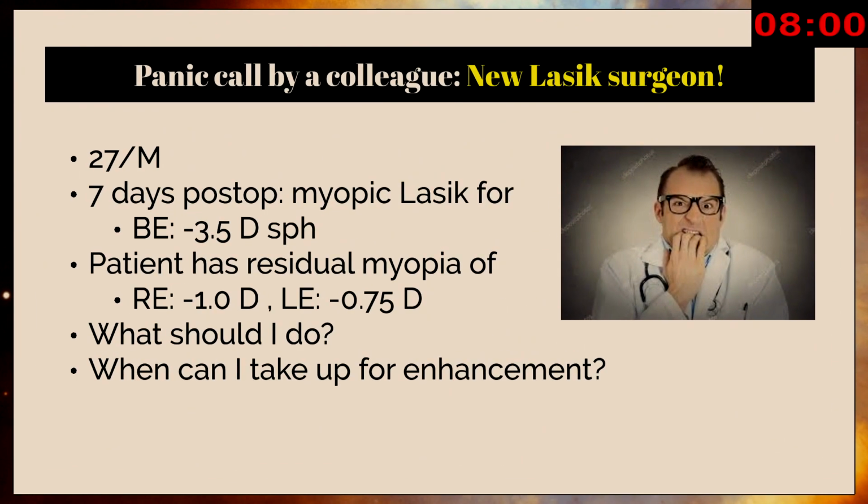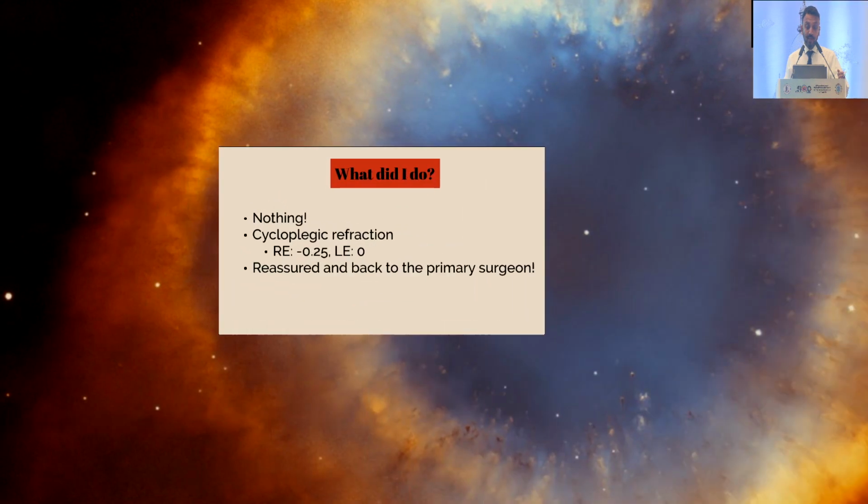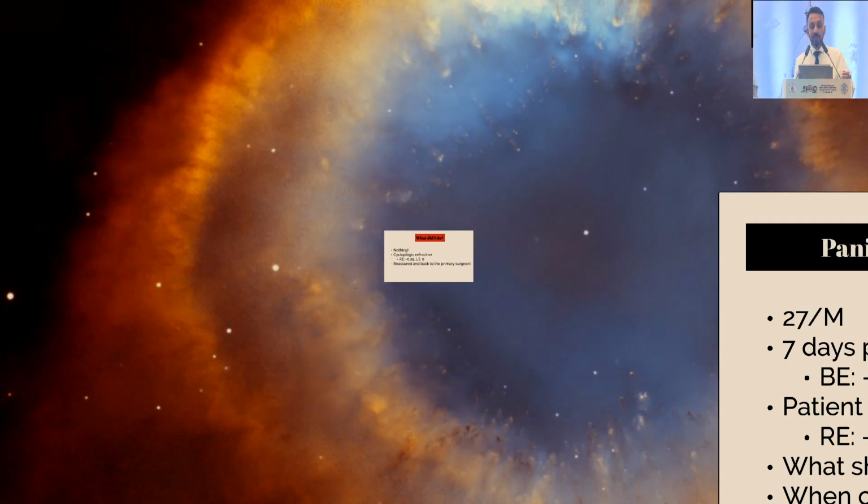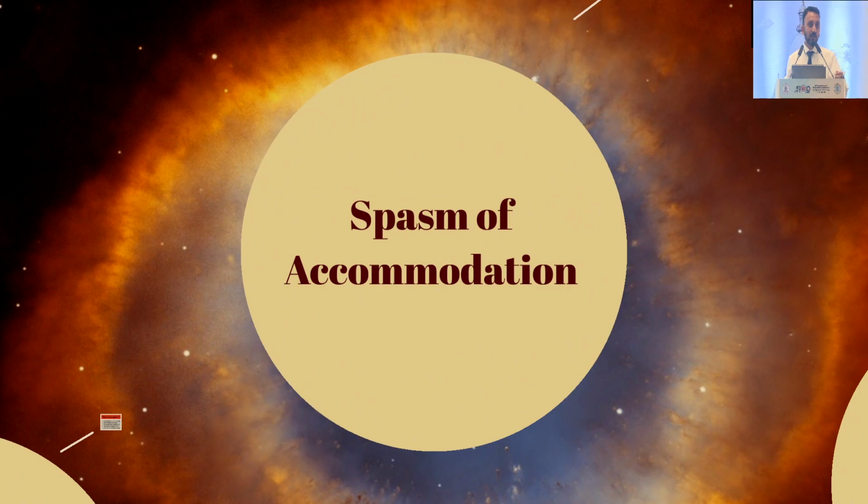I'm going to give a very basic talk. Starting with an example, one new LASIK surgeon, one of the glaucoma persons who went out for practice, gave me a panic call that he had done a myopic LASIK for a regular patient, and now post-operatively the patient is -1 sphere in the right eye and -0.75 in the left eye. When do I do enhancement? Well, what I did? I did nothing. I actually did cycloplegic refraction. Right eye was 0.25. Left eye was emmetropia. I reassured and sent the patient back. What we were dealing with was spasm of accommodation.